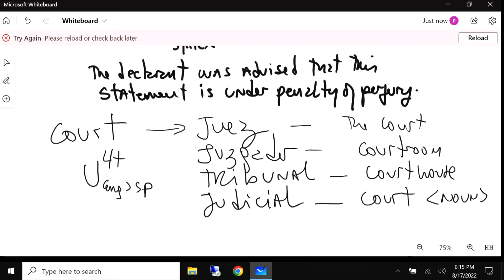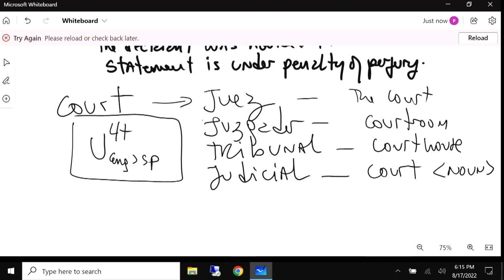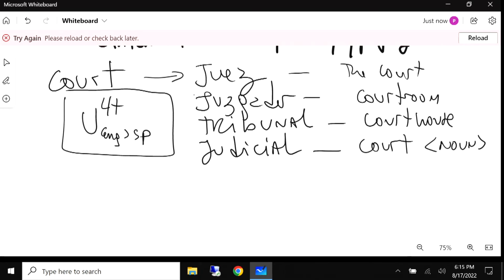Because if you look at Spanish into English, when you see juez, it's judge or the court. When you see juzgado, it's courtroom. There is no other option. When you see tribunal, it's courthouse. And when you see judicial, it's probably going to be a court and then a noun, like court interpreter, intérprete judicial. So this nomenclature that you see here, when you see it in textbooks of more advanced translation principles, which very rarely use it, means that the term is unstable. So they will present it to you as this.